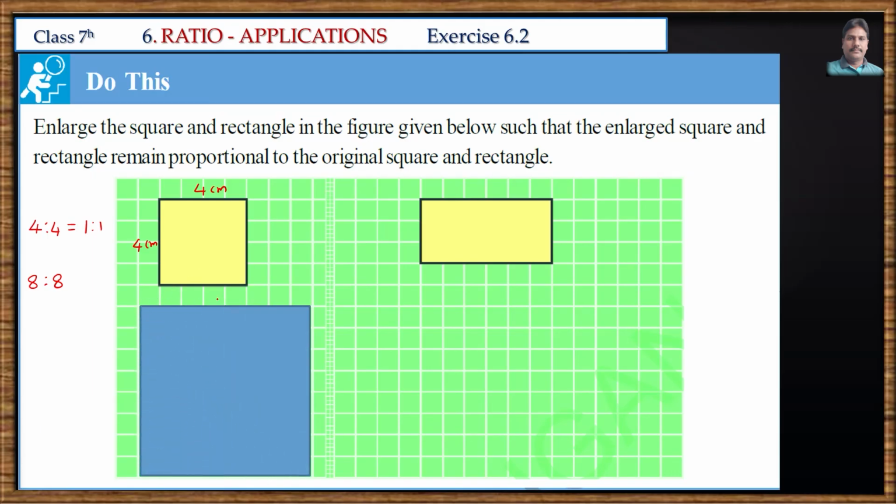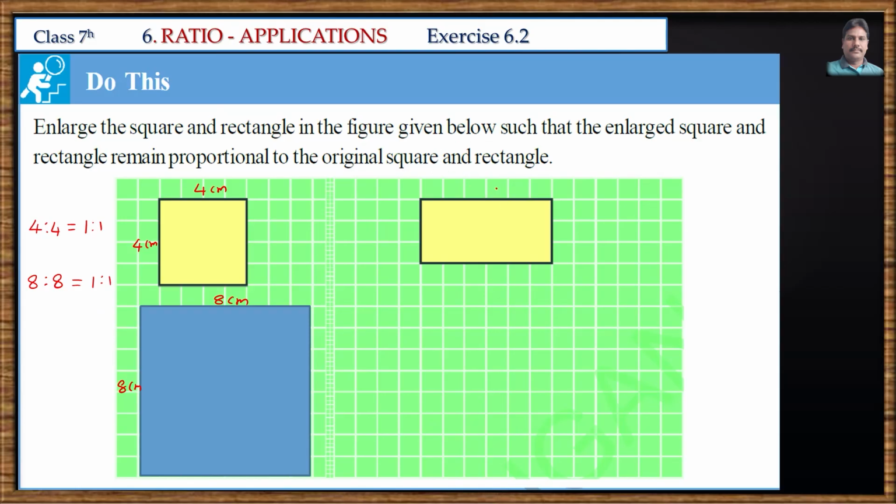See, this side is 8 centimeters and this side is 8 centimeters. 8:8 is also equal to 1:1. 8 ones are 8. This is the enlarged image of this square. You can take any length, 5:5 or 6:6 or 7:7. The ratio must be in proportion.